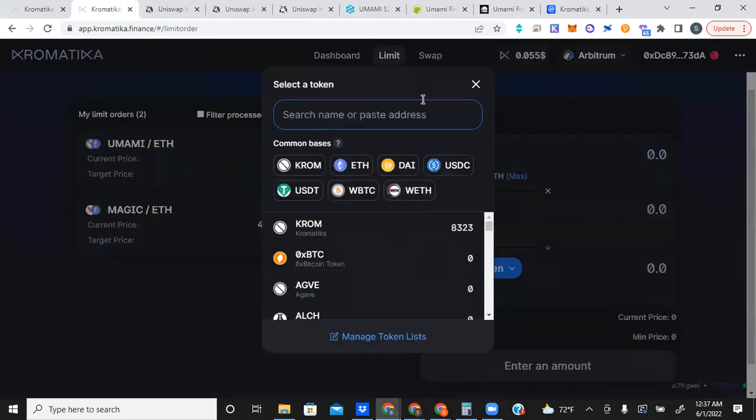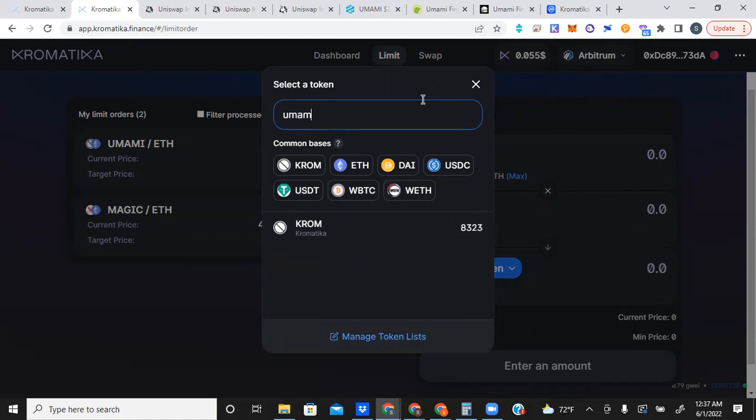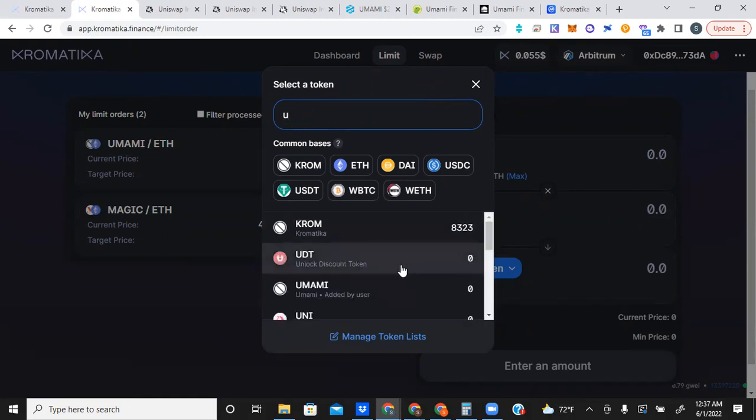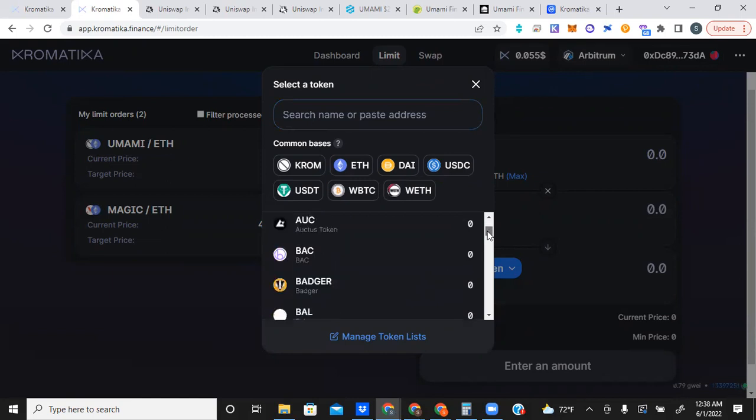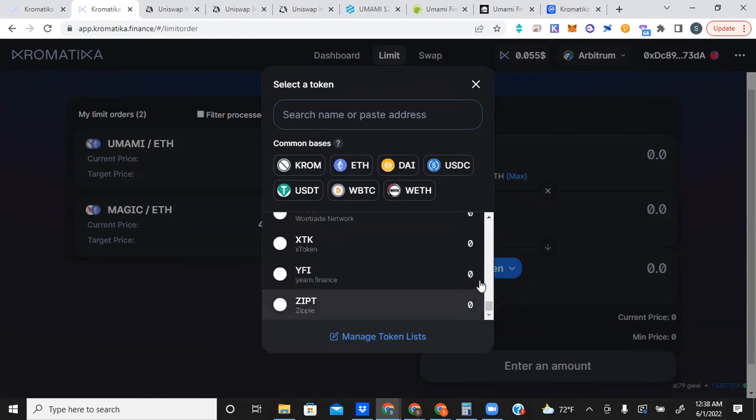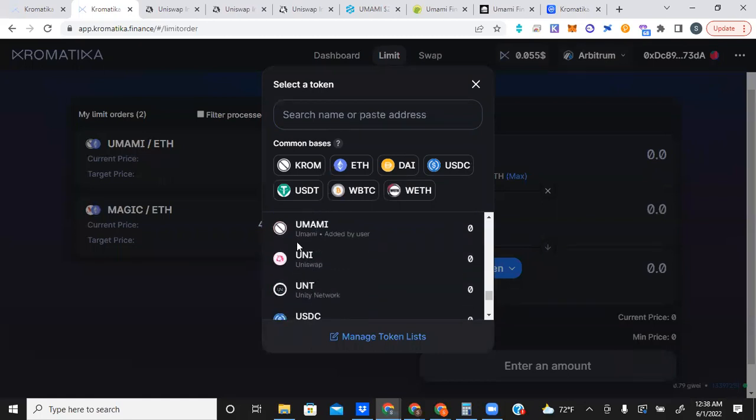So another user interface thing that's kind of wonky here: when you type out Umami, it doesn't show up. Typing just does work for me, but if that doesn't work, you don't really even have to type anything. If you did for sure add it to your token list, you can just scroll down to the U's, and then it'll be here that way.